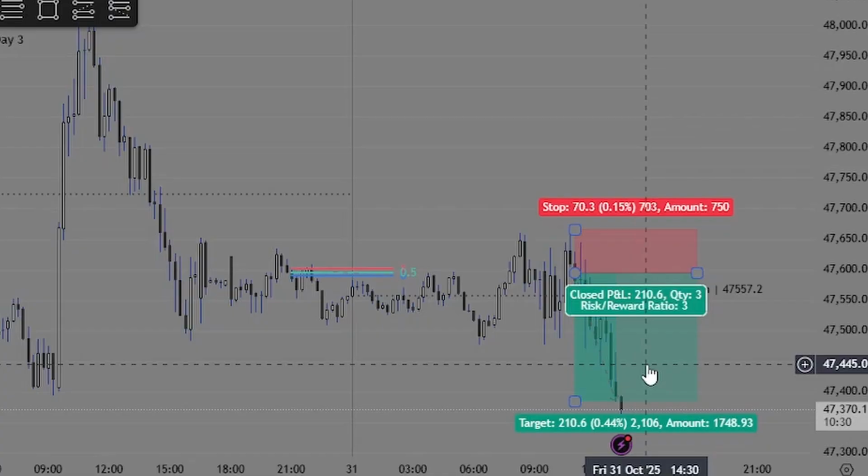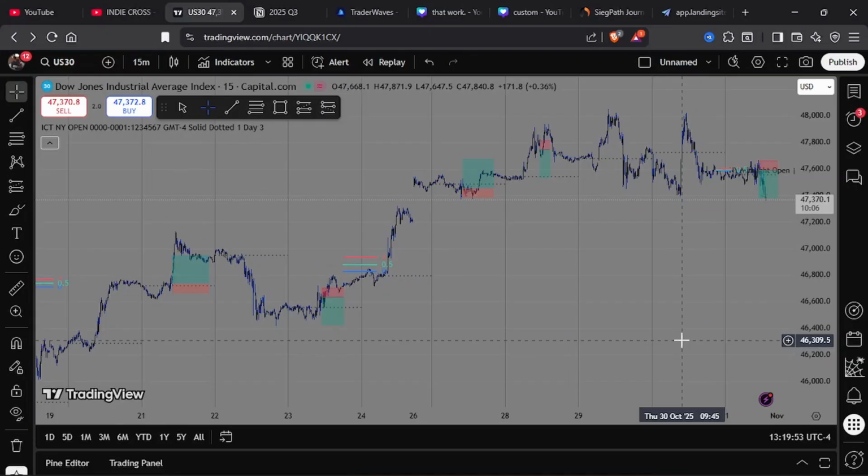So when we go over to Trader Waves just now, you should see that loss reflected, and you should also see this win reflected. So far for the week, we've taken 4 trades, bro.